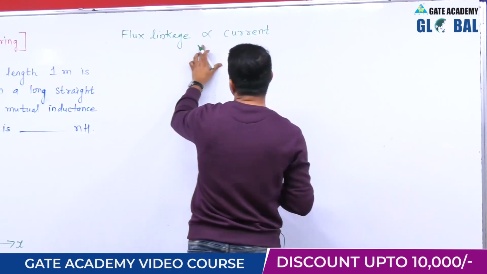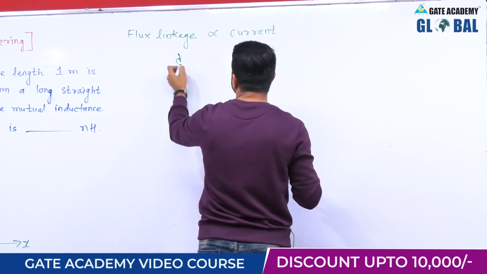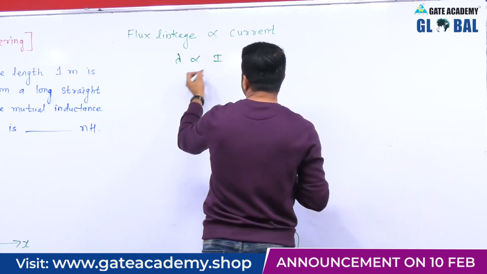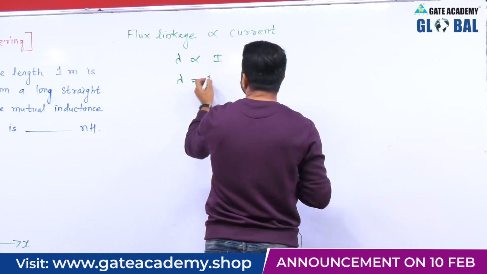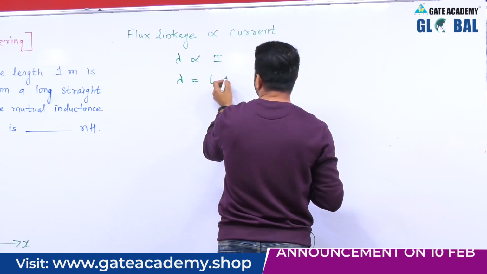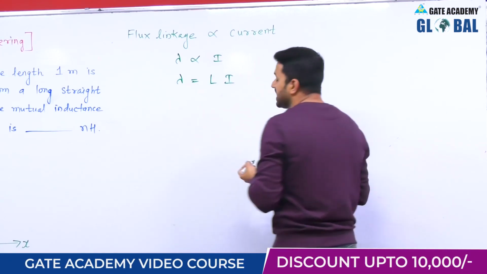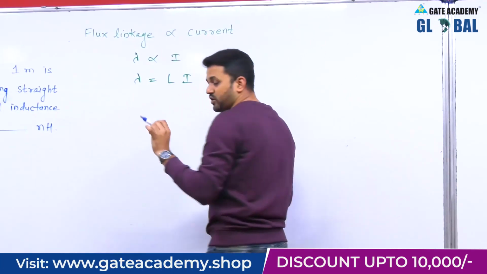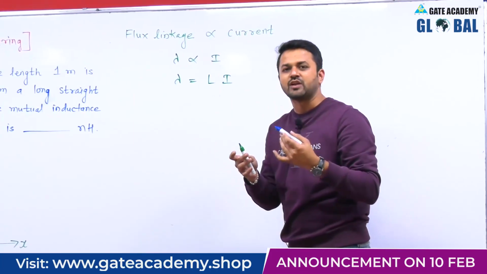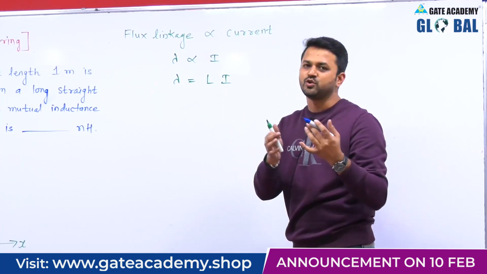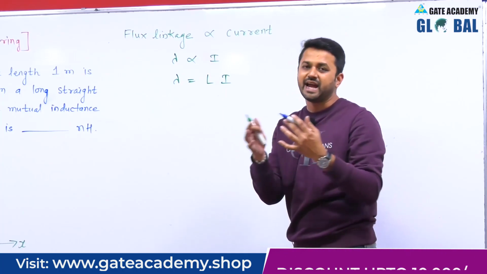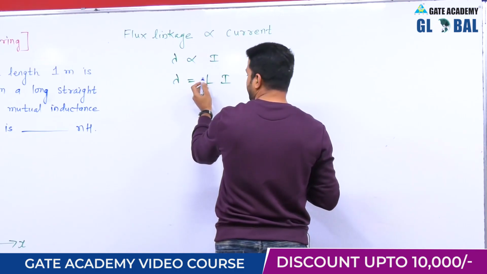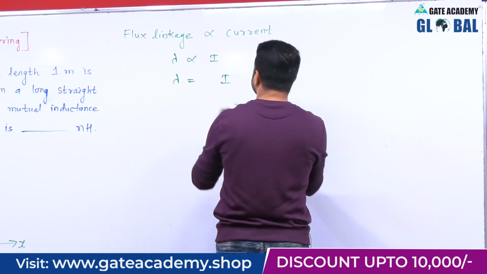So if we increase the current, the flux linkage will also increase. It is denoted by lambda and it is proportional to the current. If I remove this proportionality, then it is equal to L into I, where L is the inductance, which is called the self inductance. But because in this case we want to calculate the inductance between two conducting loops, which are the single wire and the square loop, we will replace this self inductance with mutual inductance.